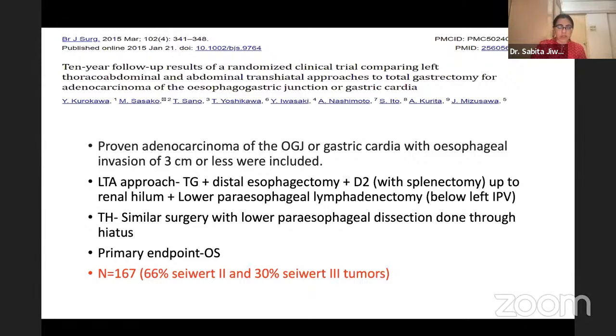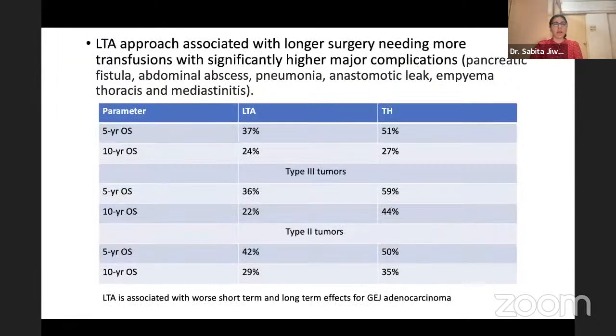So only 167 patients could be accrued, of which 66% were Siewert type 2 and 30% were Siewert type 3. They saw that the left thoraco-abdominal approach had a longer operative time, more blood loss, and significantly more major complications like pancreatic fistula, abdominal abscesses, pneumonia, anastomotic leak, empyema thoracis, and mediastinitis.